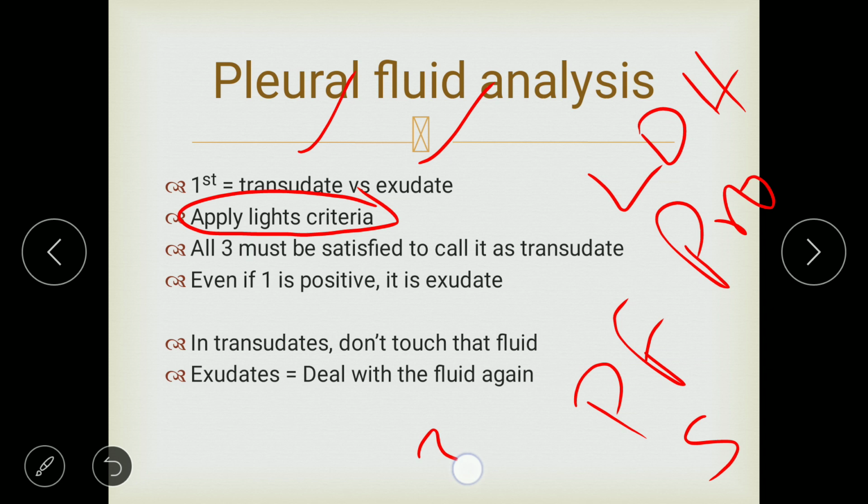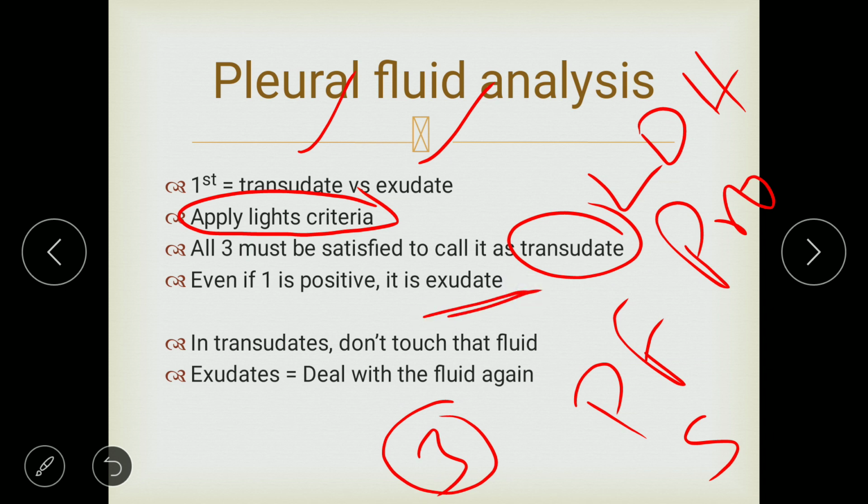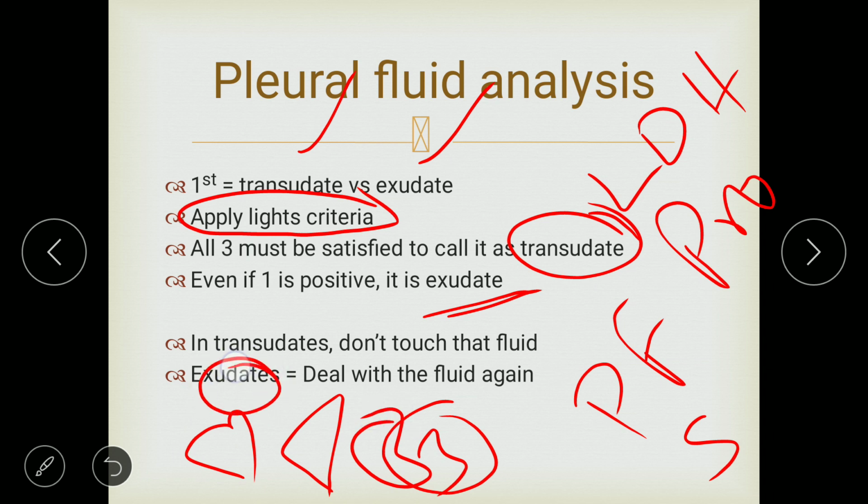Actually, there are three criteria. Remember, all three must be satisfied to call it a transudate. Even if one is positive, you can call it an exudate. Suppose all criteria are satisfied, that is, none indicates exudate, it is a transudate, which means there is no problem with the lungs or the pleura. The problem is either in the heart, liver or kidney. So you have to search somewhere else. Suppose it is an exudate, then further you have to test the fluid for cell counts, sugar, etc.